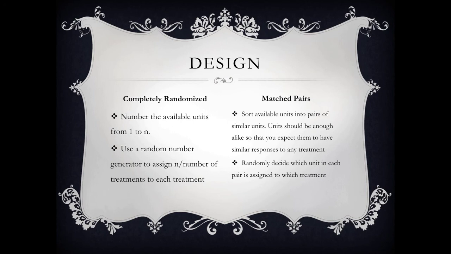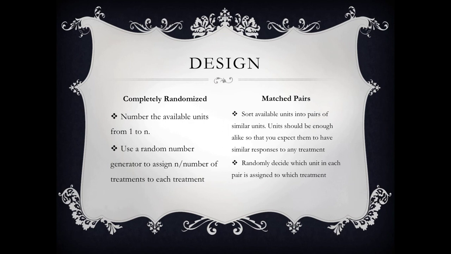So, a completely randomized design. If you have a completely randomized design, you number the available units 1 to however many. If you have 50 units, 1 to 50. You use a random number generator to assign your people to their groups. So if you have 50 people and 5 different treatments, you would randomly put 10 people into each group.